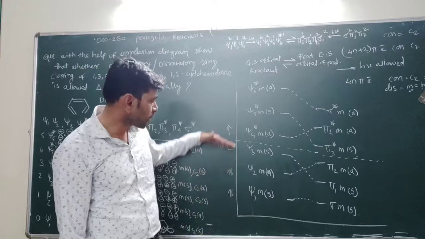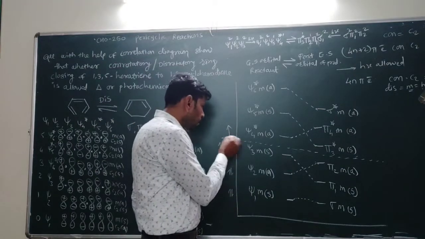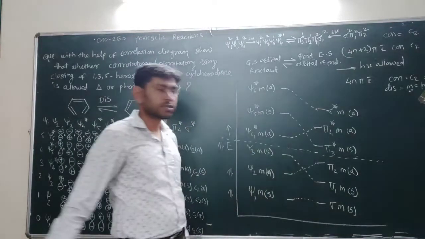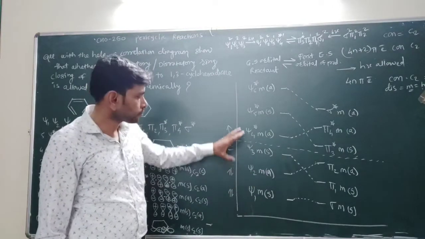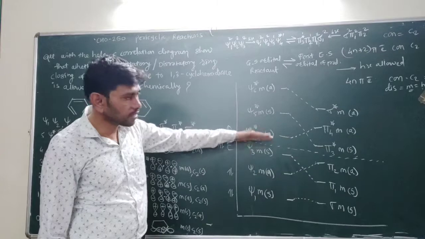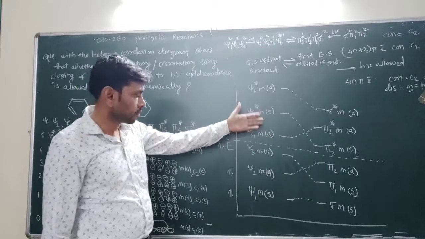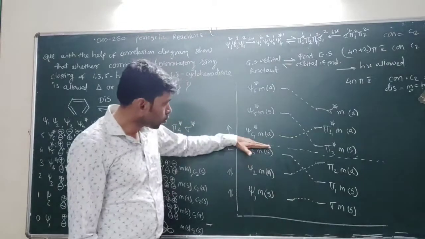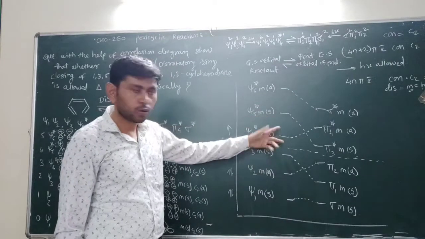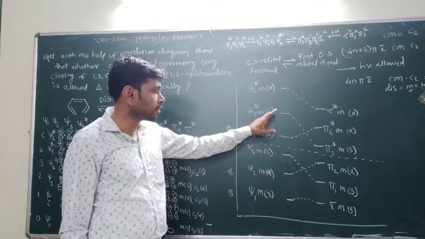What is our observation? This is the excited state. From this line there is the excited state, and this is the ground state. So there is no relation between ground state and excited state, as we saw in the previous example. There is no correlation between ground state and excited state.